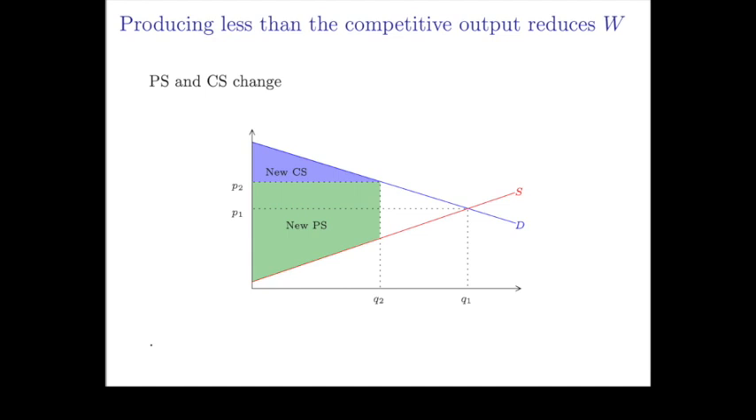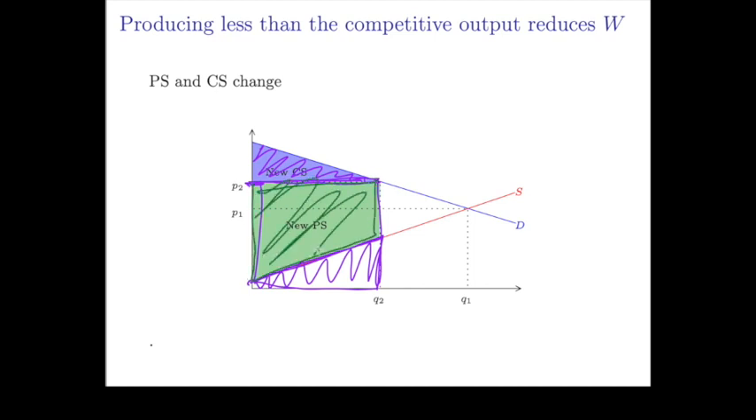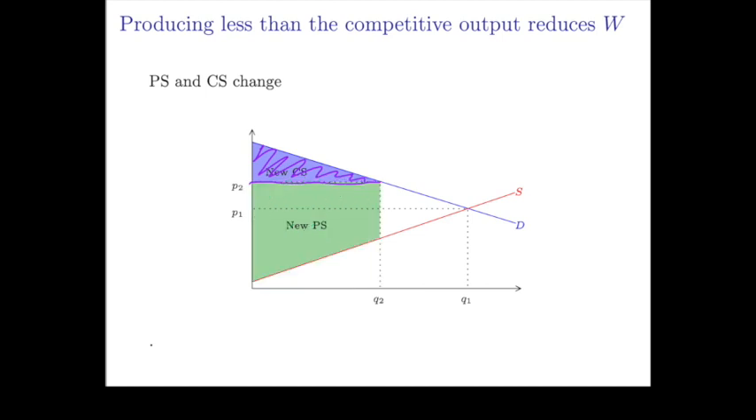So what's the new consumer surplus? If the consumers are paying the price P2, then the new consumer surplus is going to be this area. If the suppliers are receiving this price P2, the producer surplus is, remember, the area above the supply curve, below the price. So their revenue is going to be this rectangle. Their marginal cost is going to be the area below the supply curve. So their surplus is this area. So the total welfare is only this area here.